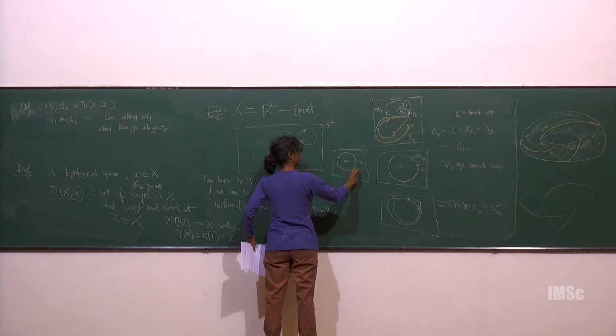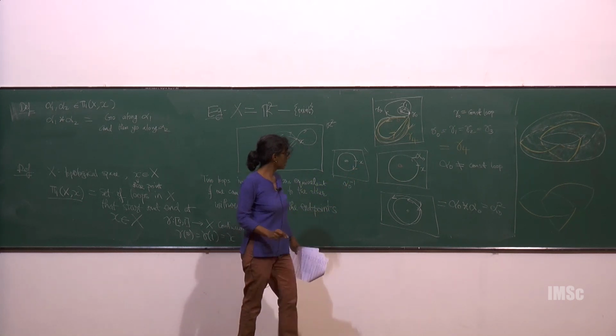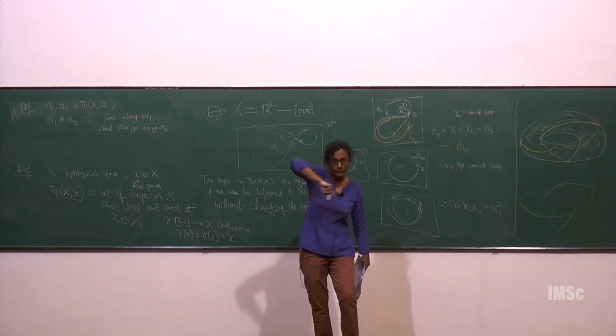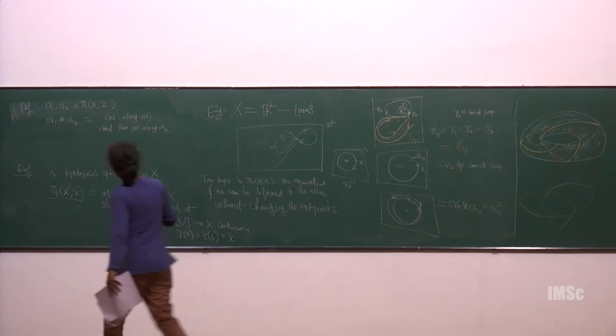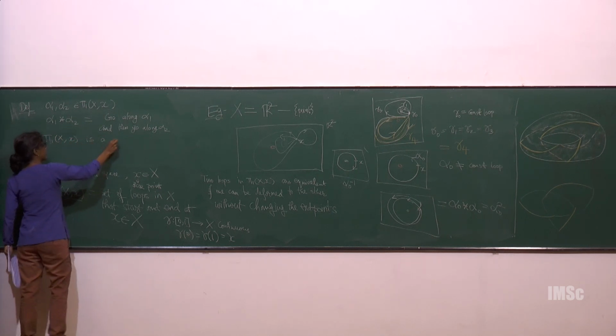This is x, go in the opposite direction. This is alpha naught inverse. So whenever you have a loop, if you go in the opposite direction of the same loop, that's the inverse. So all this tells us that pi1(x, x) is a group.